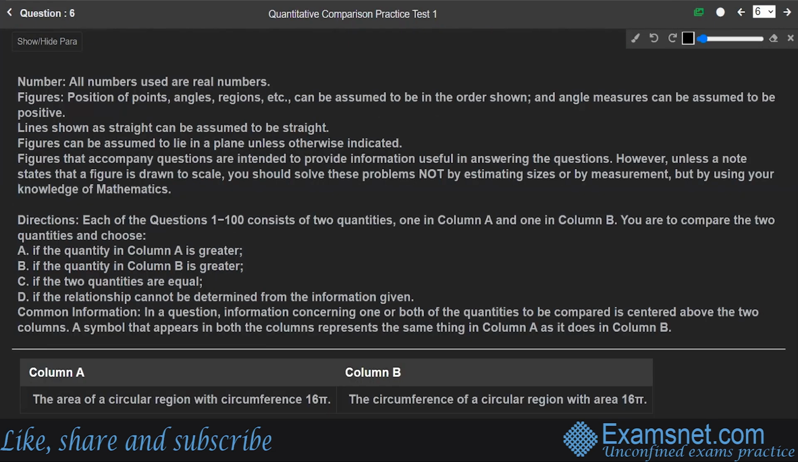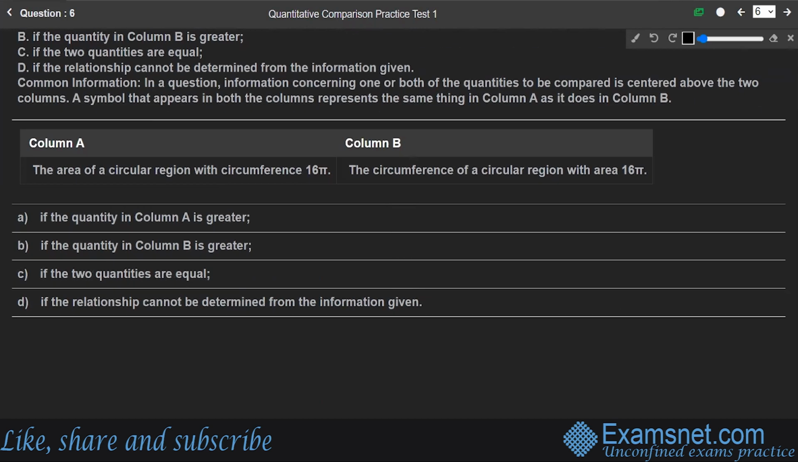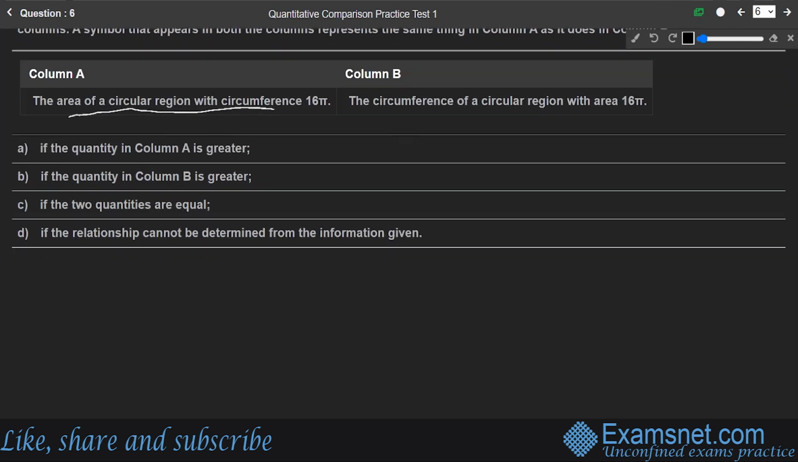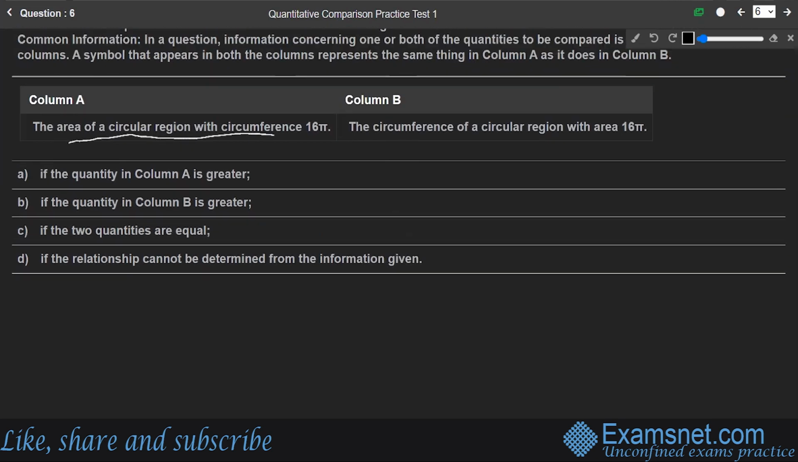Now the question says we have to answer in the same way. Column A has the area of a circular region with circumference 16 pi. So let us find the area of a circle whose circumference is 16 pi. The circumference of a circle is given as 2 pi r, and its value is given as 16 pi. Pi gets cancelled, so 2r is equal to 16, which gives us r as 4. Now we are supposed to find the area. The area of a circle is given by pi r square.